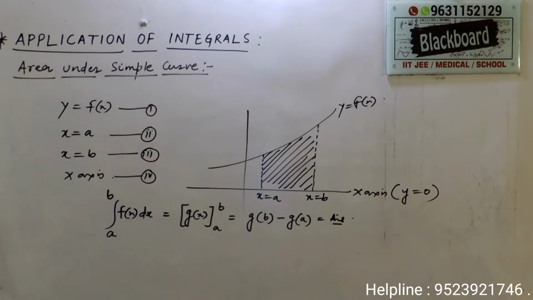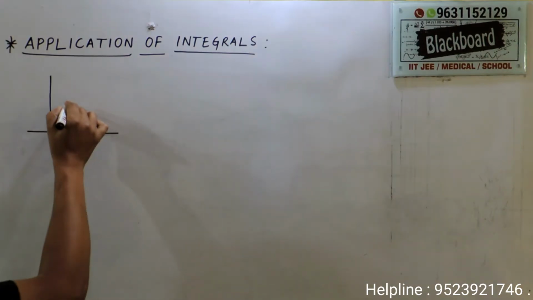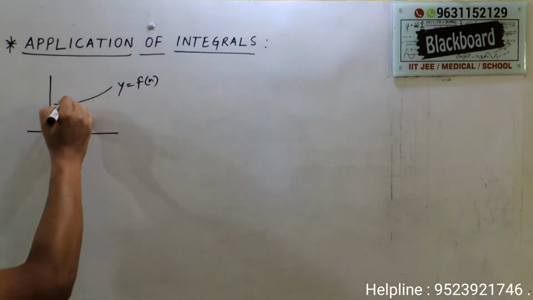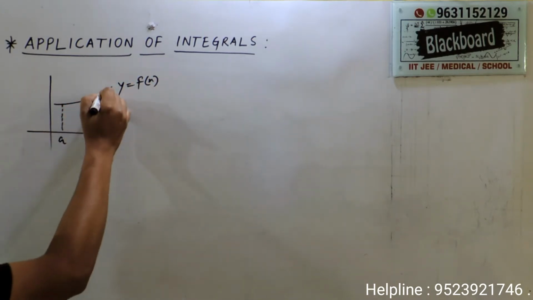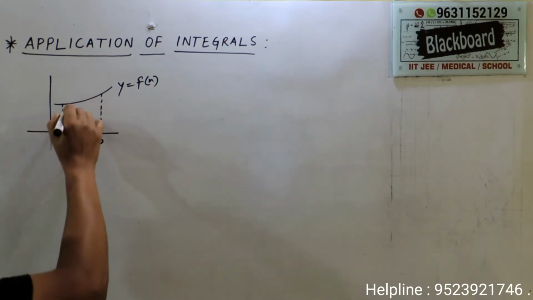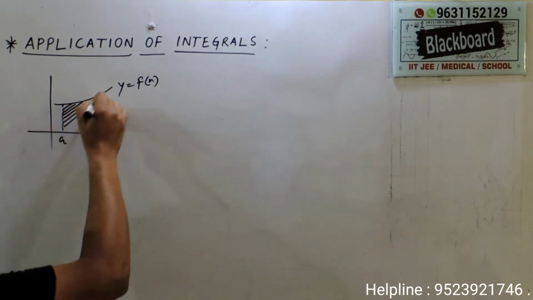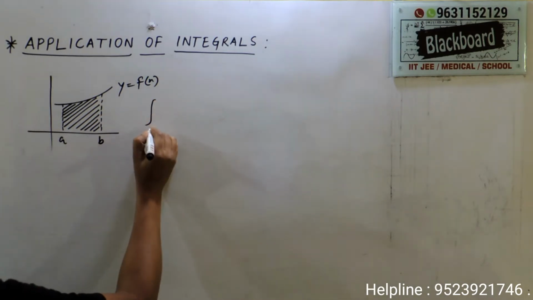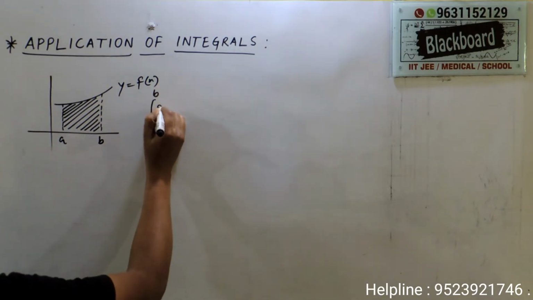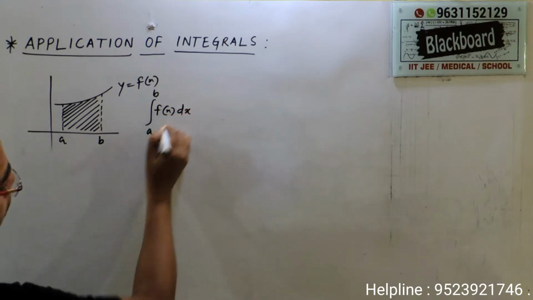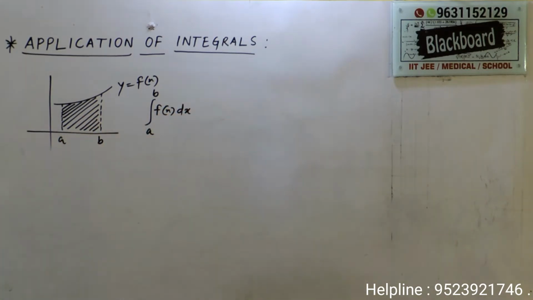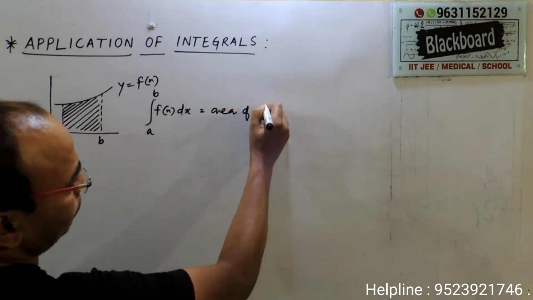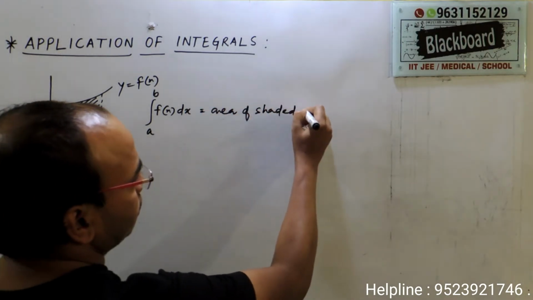Let us see some more examples related to this. Let this be the curve y equals f(x), and you have to find the area from a to b, this area. Then your equation for this will be the integral from a to b of f(x) dx. This is the area of the shaded region.